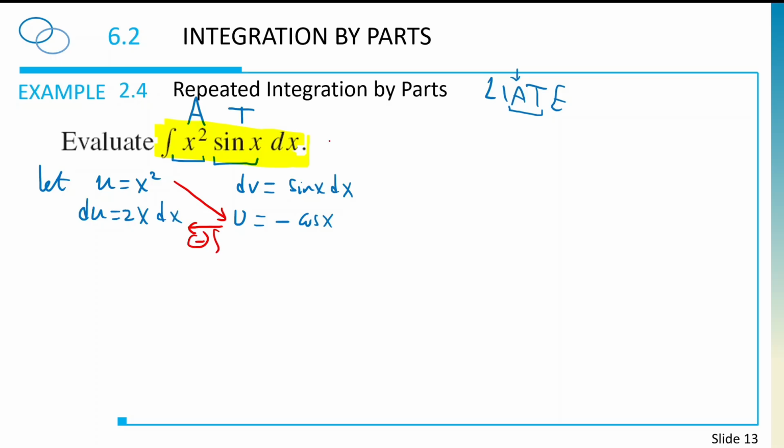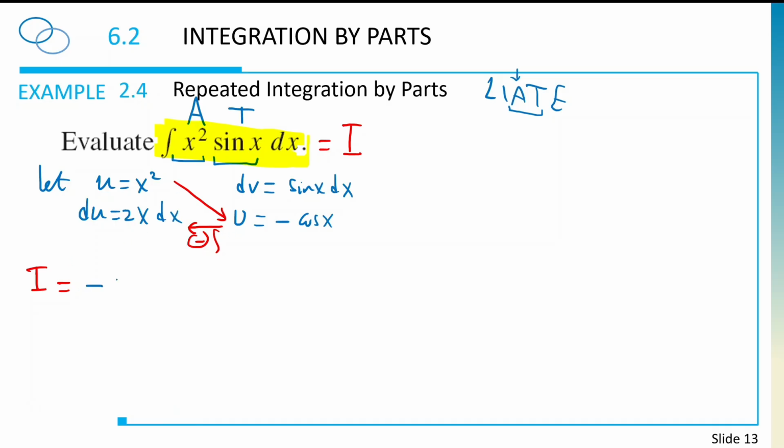I always prefer to call the original question as I. It's really helpful, especially with these cases. You can do it for any question. You can always call your original question as I, just like annotation. So now I is equal to what? I need u times v, right? So this is u times v.